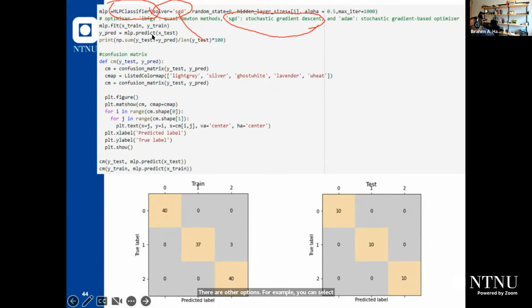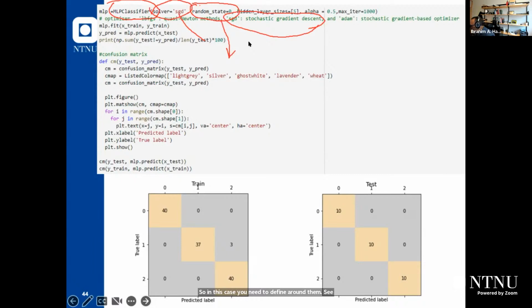So I select the SGD, stochastic gradient descent, random state equal 0 or equal 42. This is very important if you need to reproduce your results, because here my model consists of a big number of weights and bias. So I need to initialize those weights and bias randomly, and I need to be able to reproduce those numbers again. So in this case, you need to define a random seed here, or random state.